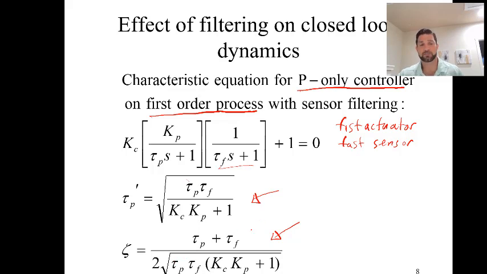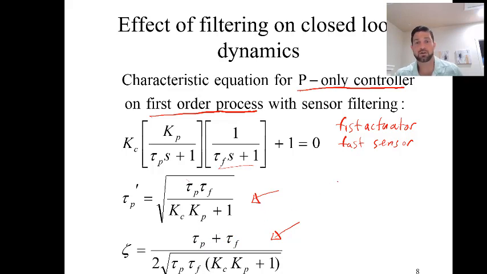So the damping factor is a measure of how fast the process damps out. Notice here that we have the sum of the taus in the numerator and the product of the taus in the denominator. So how the filtering affects the damping factor is going to depend on the relative value of the tau of the filter to that of the process.